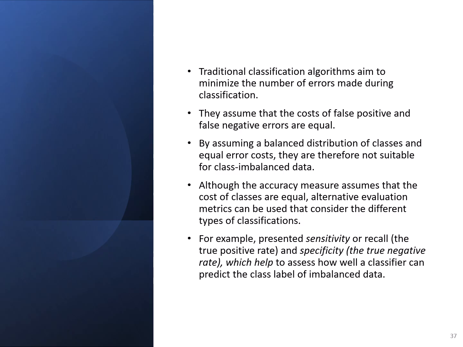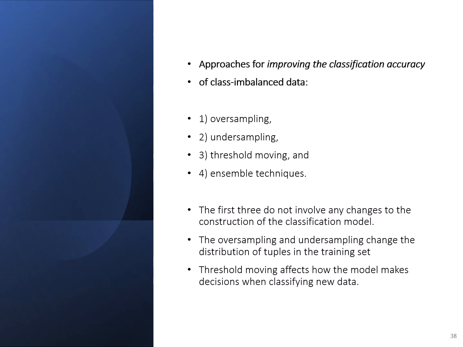Traditional classification algorithms aim to minimize the number of errors made during classification. They assume that the costs of false positive and false negative errors are equal, assuming a balanced distribution of classes and equal error costs. The accuracy measure likewise assumes that the costs of classes are equal. For example, sensitivity or recall and specificity help to assess how well a classifier can predict the class label of imbalanced data.